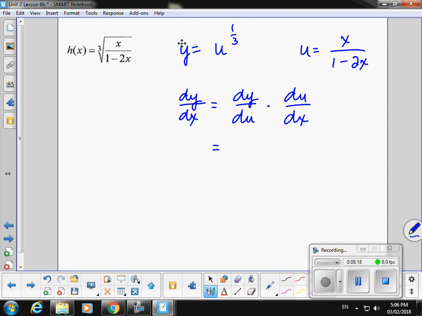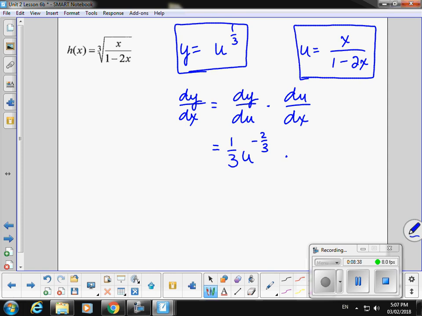dy/du: I'm taking the derivative of this guy with respect to u. Well, that's pretty easy. I bring down my 1/3, I reduce the exponent by 1. Done. du/dx: I'm taking the derivative of this guy with respect to x. Oh, that's a quotient rule. I know how to do that. It would be the derivative of the top times the bottom, subtract the top times the derivative of the bottom, all over the bottom squared. So no panic attacks for this one.